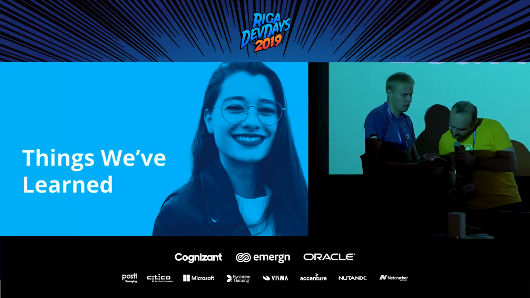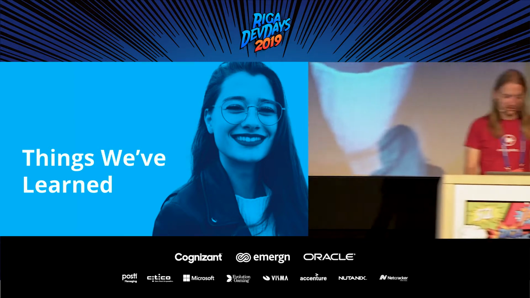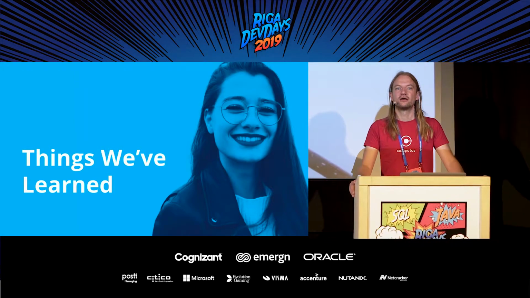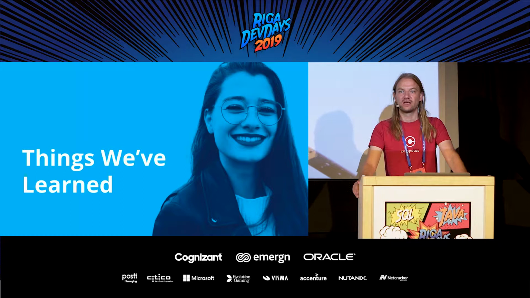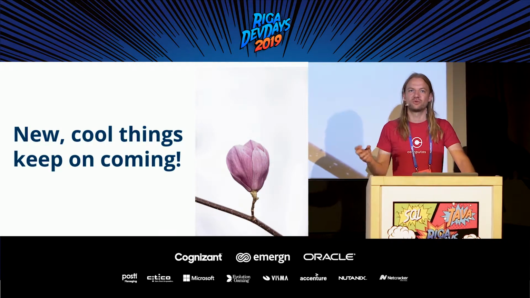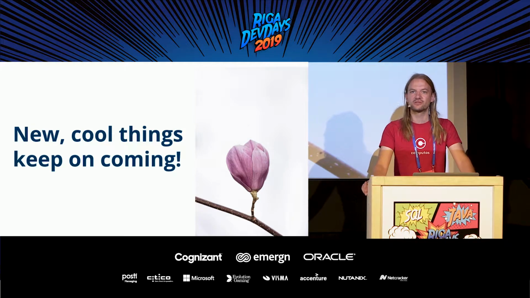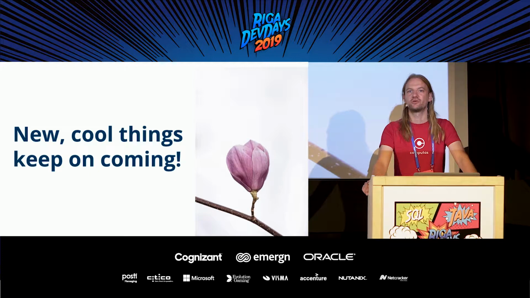Okay. So things we learned. One of the things we learned is that new cool things keep on coming. And by that we mean the app server that we like the most working with, we haven't spoken about at all. It wasn't present when we started. It came out a couple of months ago. It's called Quarkus from Red Hat. I know you know Quarkus already.